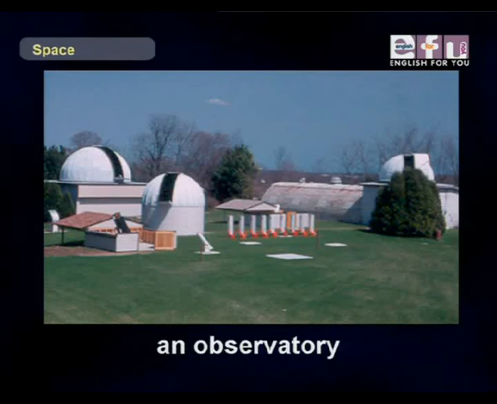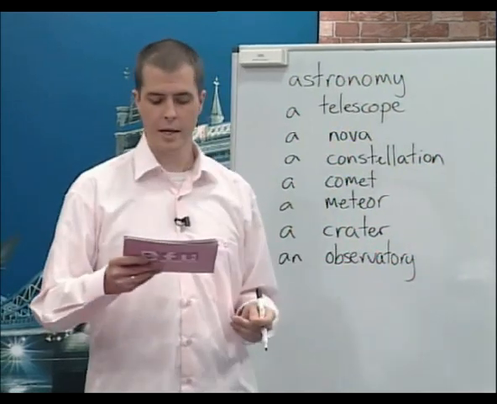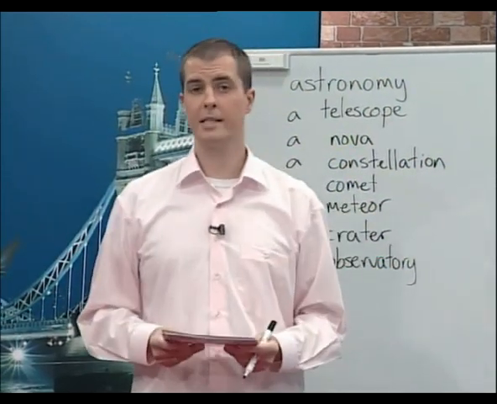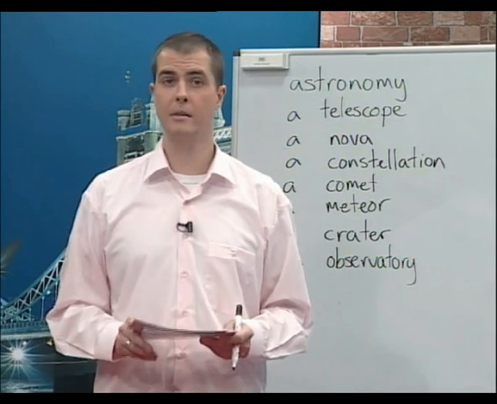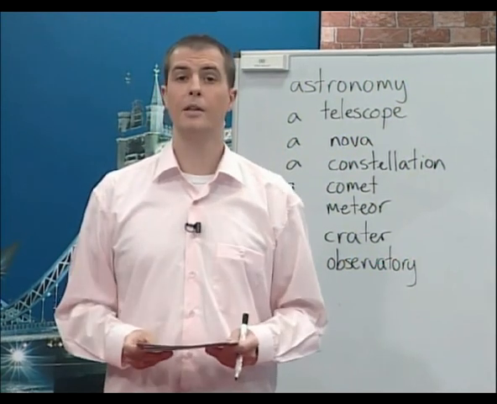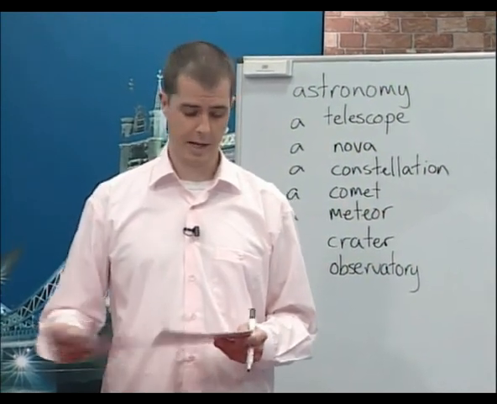An observatory. An observatory is a special building from which scientists can look at the stars and the moon and the planets. There is a big telescope inside.